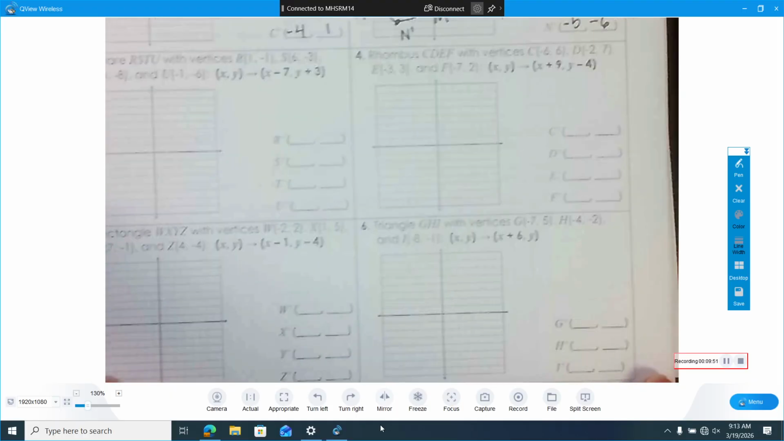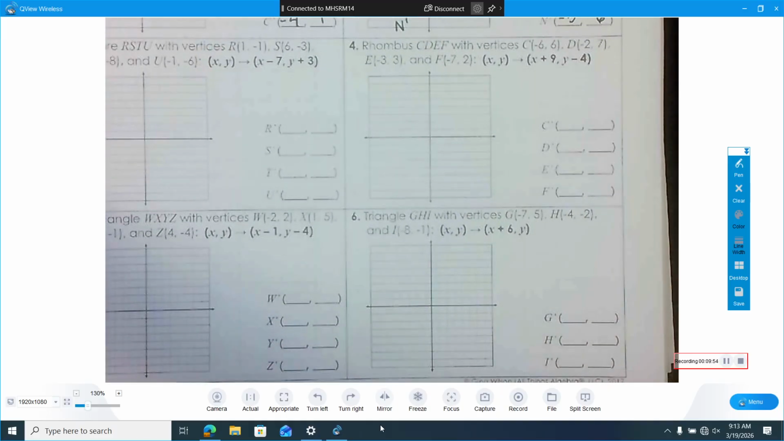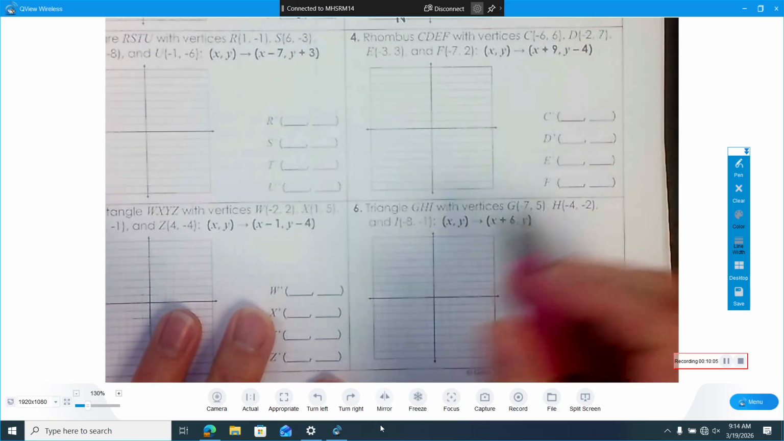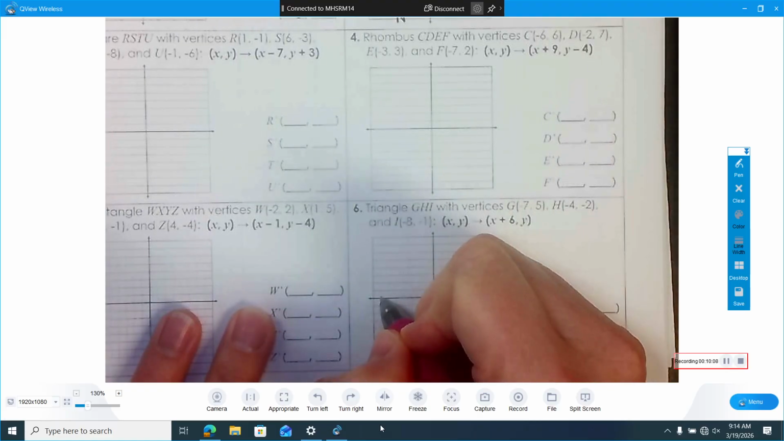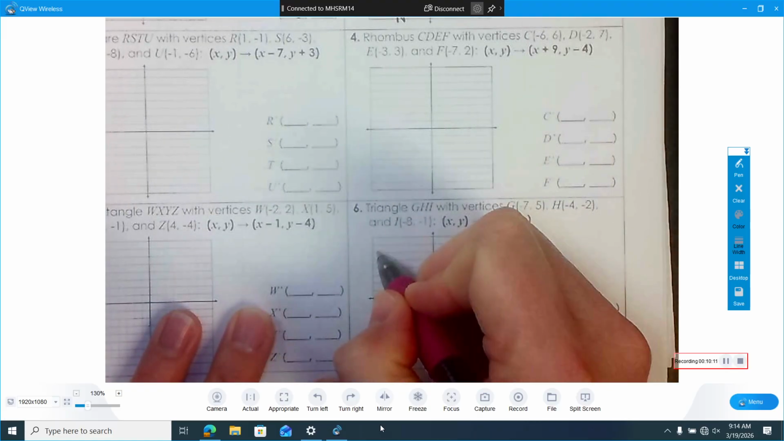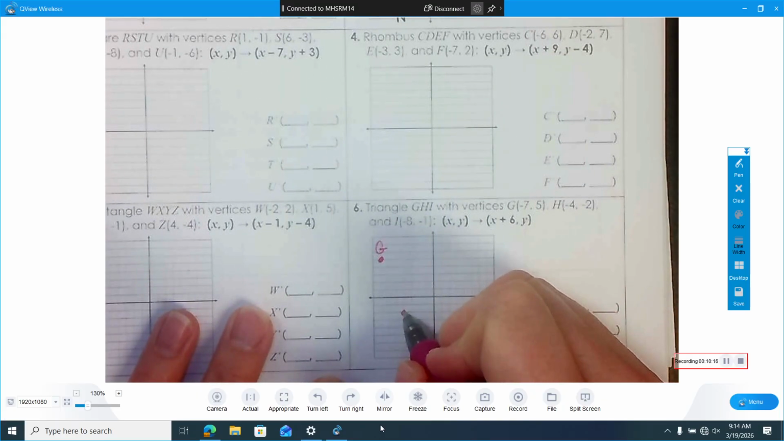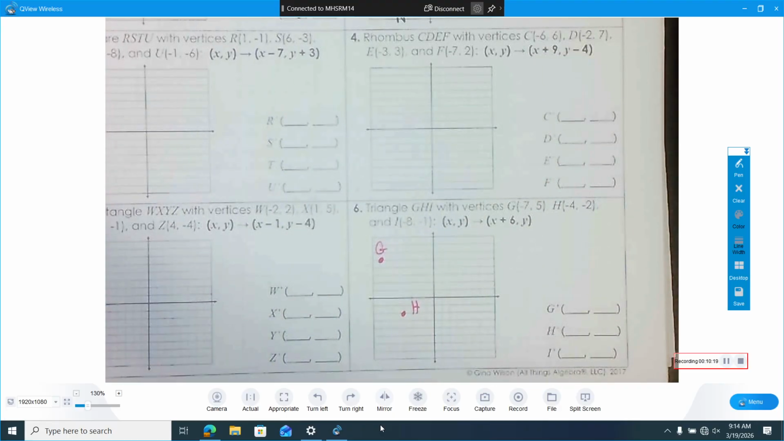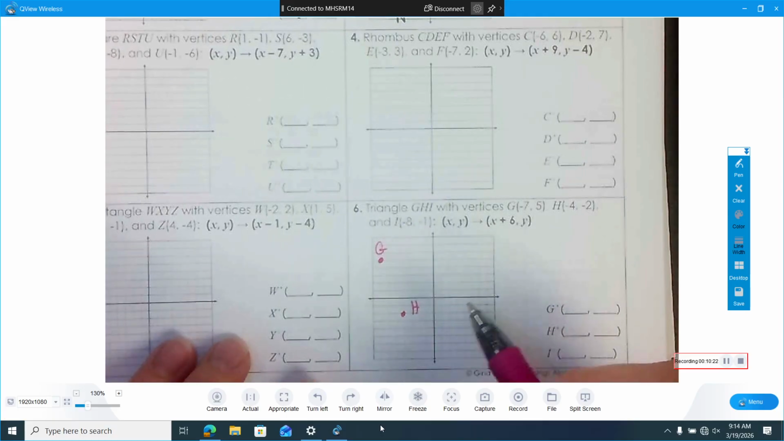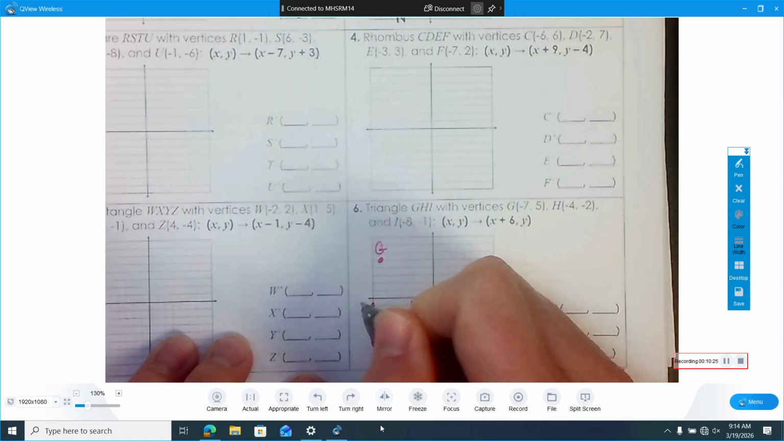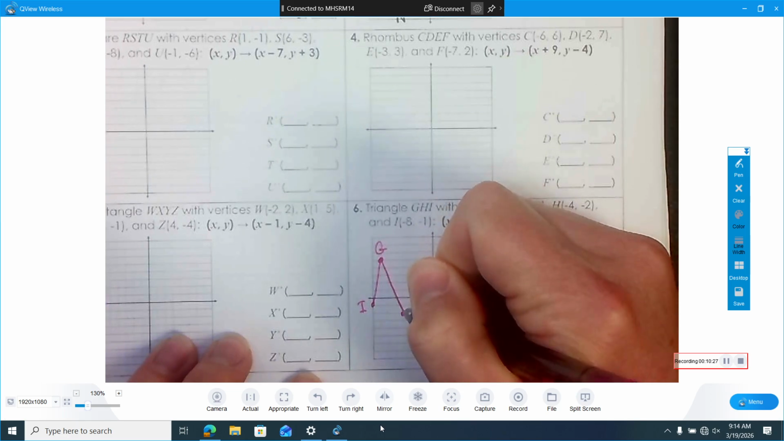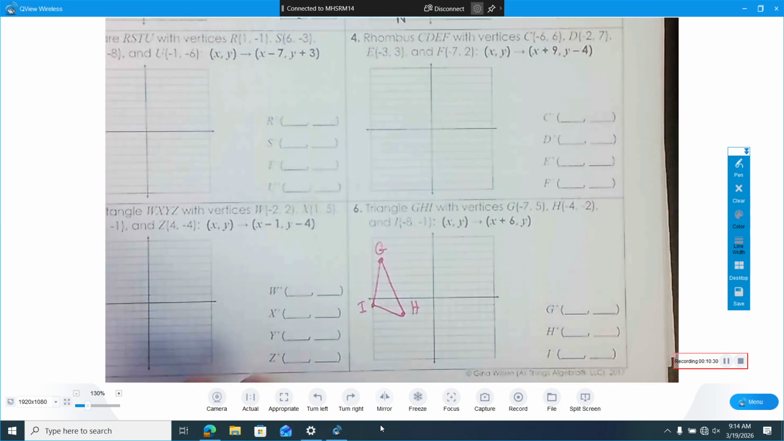Let's look down at number 6. All right, at number 6, you got triangle GHI. G is at -7, up 5. 1, 2, 3, 4, 5. That is point G. H is at -4, -2. And I is at -8, -1. So that is point I. So here's our little triangle. Triangle GHI.